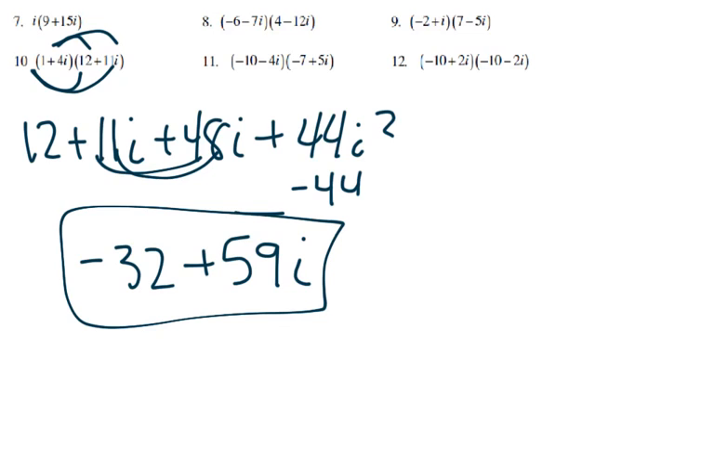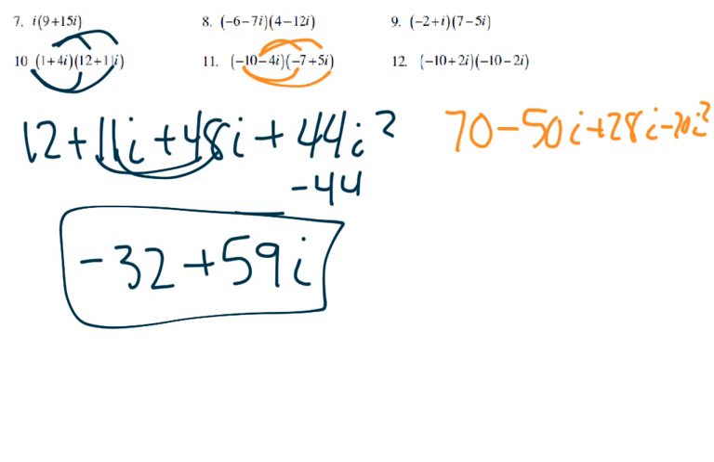There's 10. Okay, 11, negative 10 and negative 7, positive 70, minus negative 10 and 5, 50i, plus 28i, minus 20i squared. So i squared and that negative make that positive 20. 20 and 70 give us 90, minus 50 and 28 give us 22i.